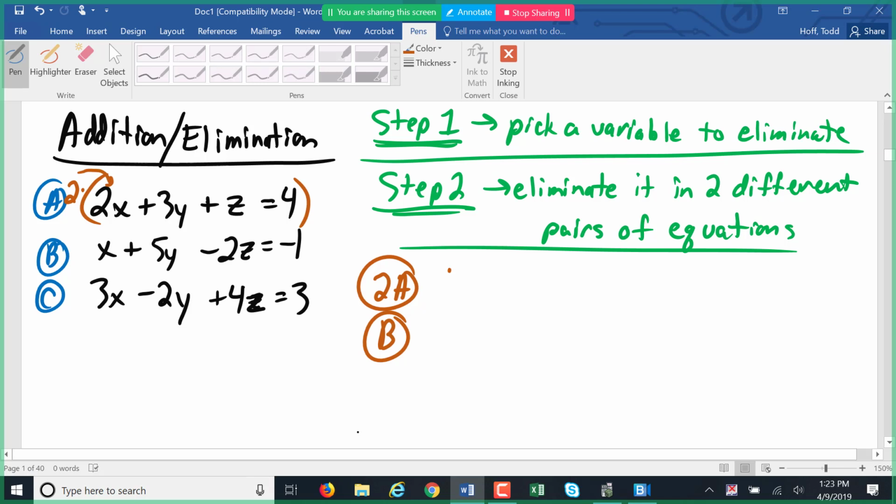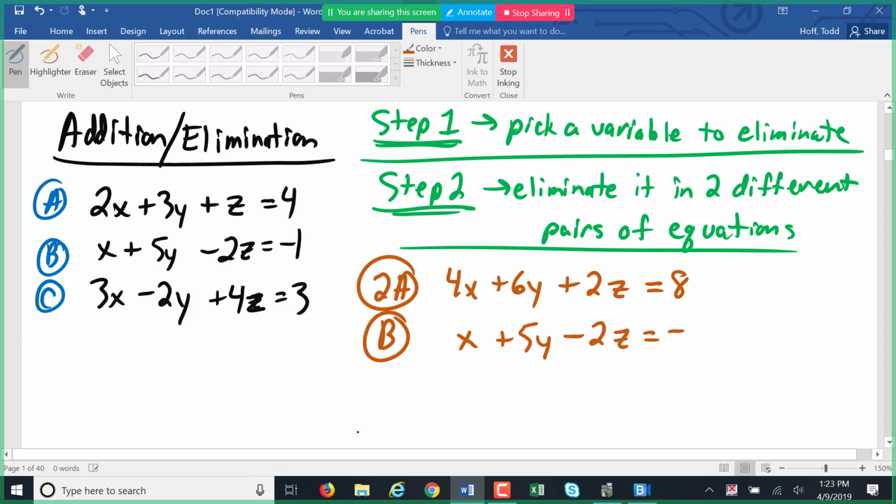2 times 2x is 4x. 2 times 3y is 6y. 2 times z is 2z equals, and we've got to remember, 2 times 4 is 8. We have now multiplied equation A by 2. Equation B we're going to leave just as it is, because equation B already has a negative 2z in it.